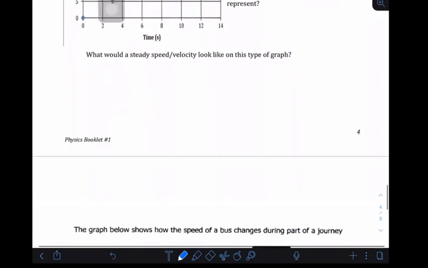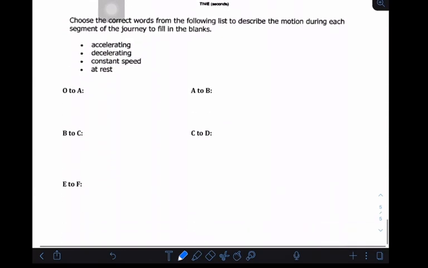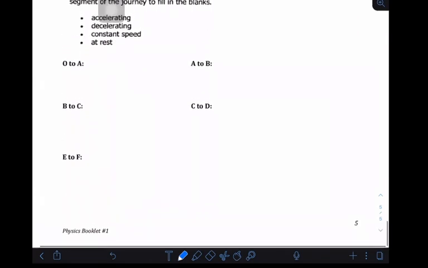You have a couple of graphs to interpret for your practice. And then that will be it for today's lesson.